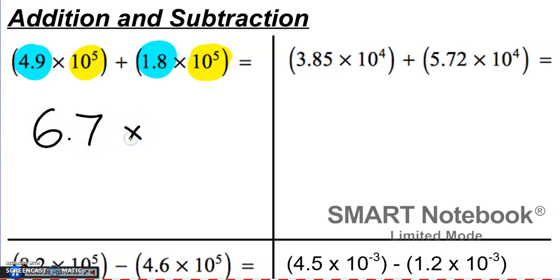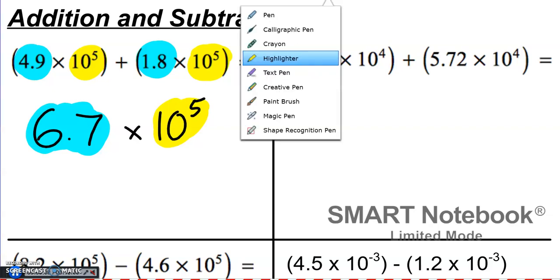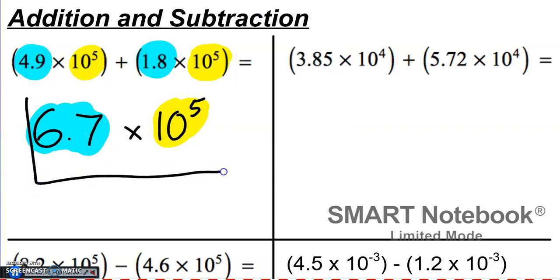So we get 6.7. Now, just like we do with our like terms, 2x plus 3x was 5x. We didn't write the x twice. It wasn't x squared. So it's going to be times 10 to the 5th, only once. So we took 4.9 and 1.8 and got 6.7, and 10 to the 5th stays how it is. Notice that 6.7 is within scientific notation, so I don't need to change it at all. This is just going to be our final answer: 6.7 times 10 to the fifth.